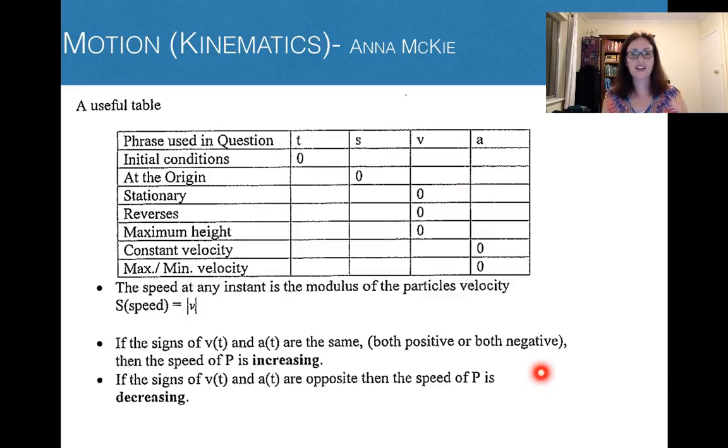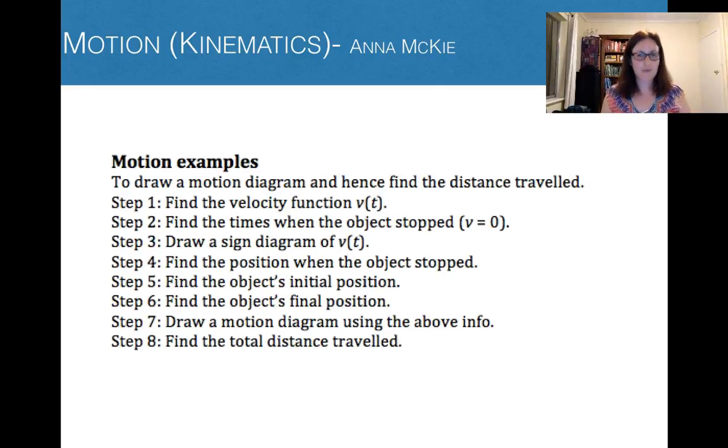We'll come back to this: if the signs of V and A are the same, so either both positive or both negative, that means the speed is increasing. Whereas if the signs of velocity and acceleration are opposite, then the speed will be decreasing. If you've got a background in physics, this won't be new, but for those of us that don't, let's push on and see if we can understand this a bit more.